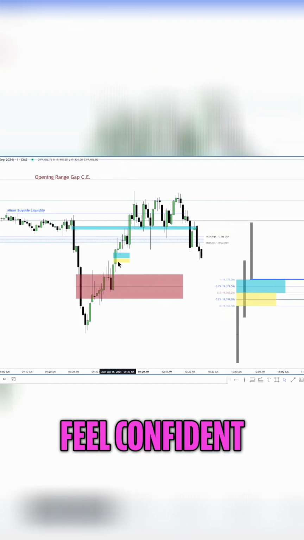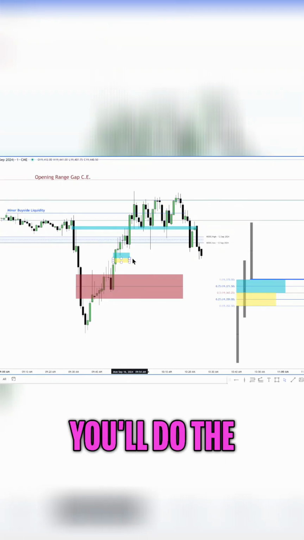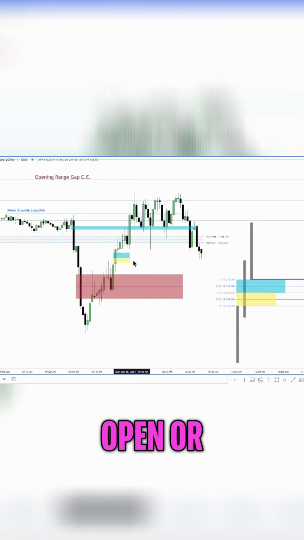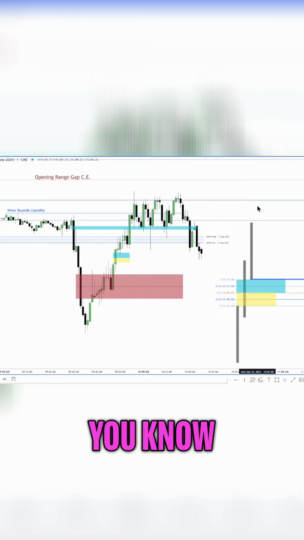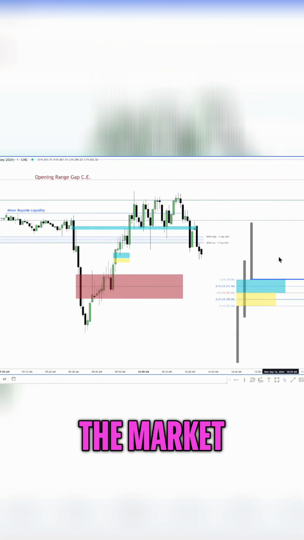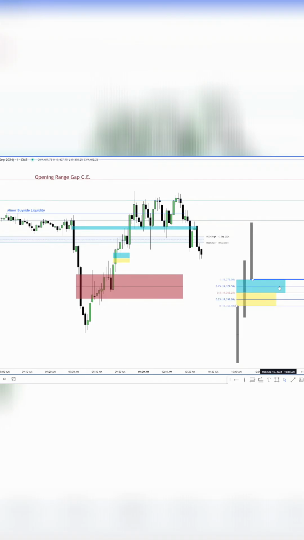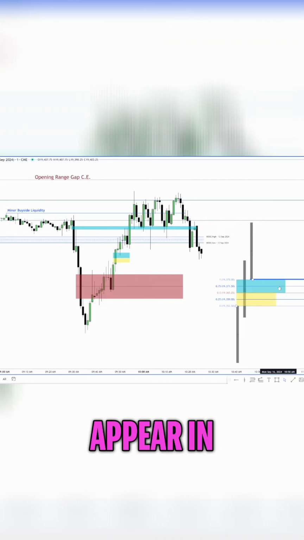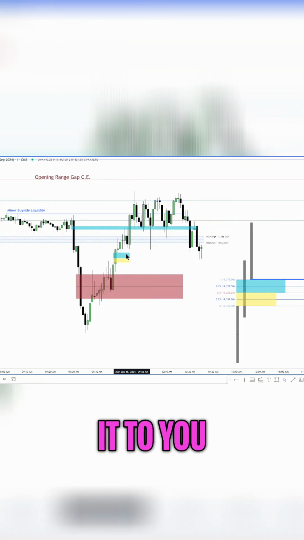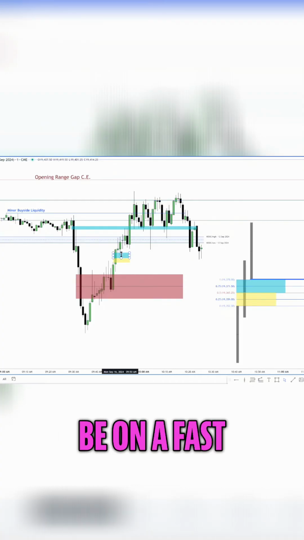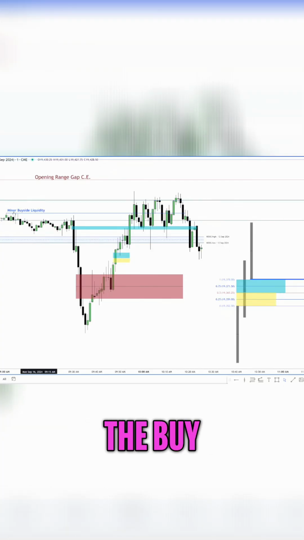And you really will feel confident enough to, if you're recording it, do the same thing I do a lot. I'll say, I want to see this stay open or remain unfilled. That's usually what you see me typing out when I'm recording my executions. It could be a little bit of time before the market eventually comes back down into that fair value gap. And the same thing would appear in terms of the logic. So nothing changes there. But when they give it to you right away, that means it's going to be on a fast track to get somewhere quick. And that's the buy side I gave you over here.